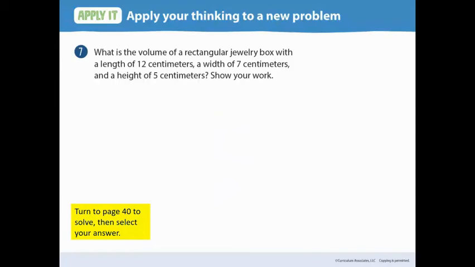All right, here's your first problem to apply what you have learned yesterday and today about volume. What is the volume of a rectangular jewelry box with a length of 12 centimeters, a width of 7 centimeters, and a height of 5 centimeters? Show your work in your workbook and then enter your answer here.